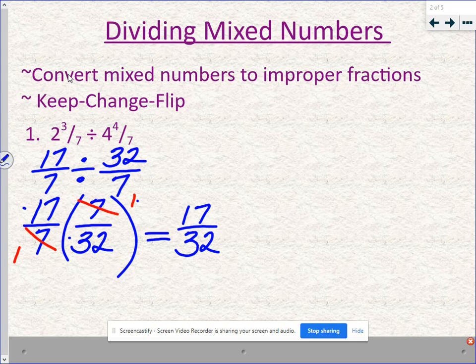So all we did was take yesterday's lesson of converting mixed numbers to improper fractions and combine it with last week's lesson of keep, change, flip. Let's do another one.